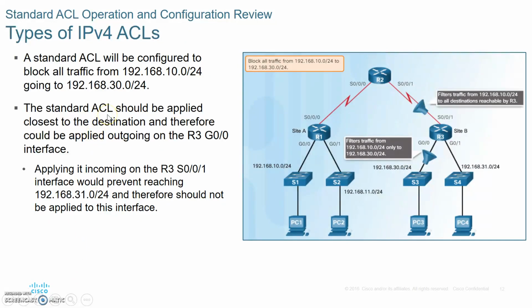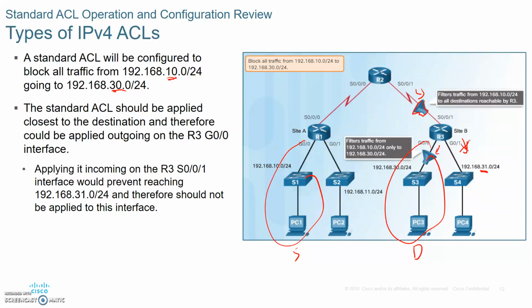Why do we place a standard ACL as close to the destination as possible? Because for a standard ACL, we can only specify the source. We can't specify the destination. For example, if we want to block all traffic from 10 to 30, this is the source and this is the destination. If we put the ACL here, the ACL can only filter based on the source, which is 10. Then 10 cannot enter here, 10 cannot enter here, but 10 also cannot enter here, which is what we don't want. We only want it blocked at 30. So in this case, it's filtering packets that we shouldn't filter.